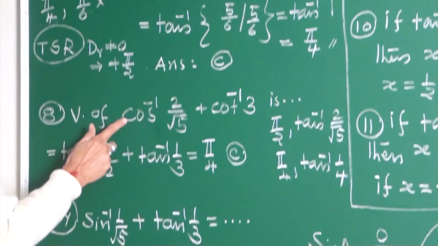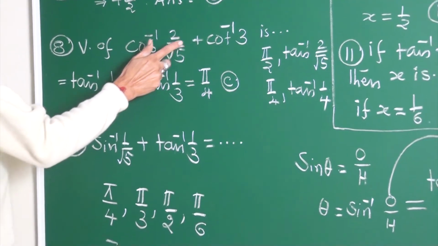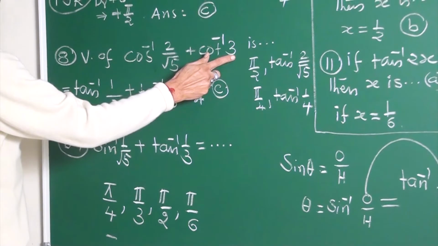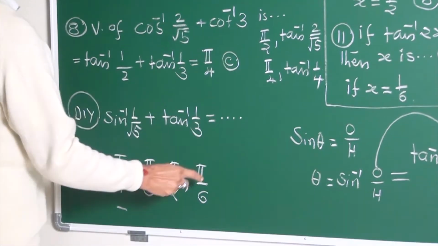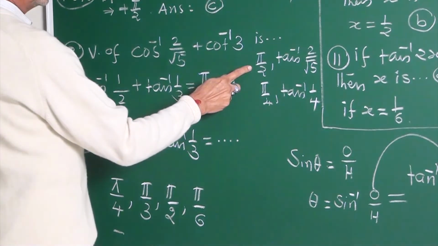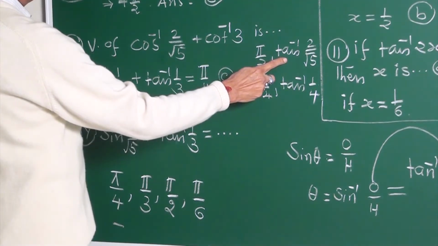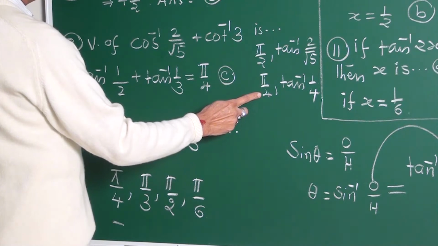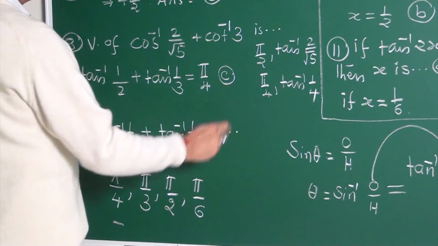See, my friend, here. The value of cos inverse 2 by root 5 plus cot inverse 3 equal to dash. These are the options. The first option is pi by 2. Second option is tan inverse 2 by root 5. Third option is pi by 4. Fourth option is tan inverse 1 by 4.